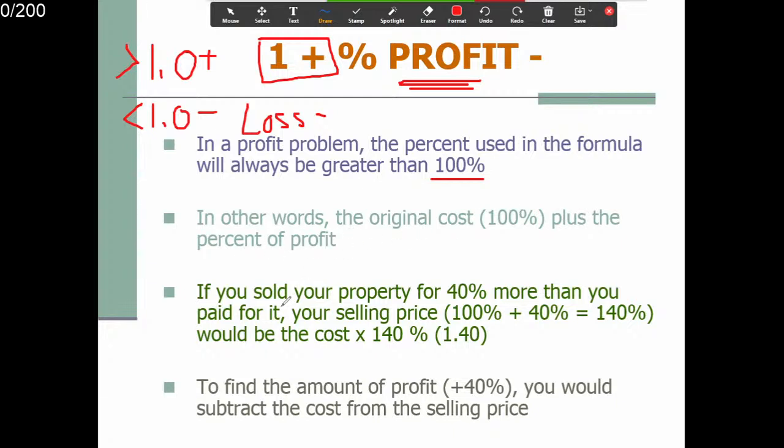So in other words, the original cost plus the percent of profit. Here's an example for you. If you sold your property for 40% more than you paid for it, your selling price is 100% plus 40%, so it's 140%. It would be the cost times 140%, which is 1.4. See? More than one, you make money. To find the amount of profit, you would subtract the cost from the selling price.